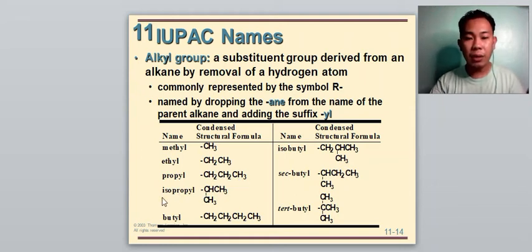This one here is isopropyl. It's propyl because it has 3 carbons, but this iso here signifies the location of the attachment. Then butyl, because it has 4 carbons. The alkane is butane, but we drop the a and e and change it with yl.